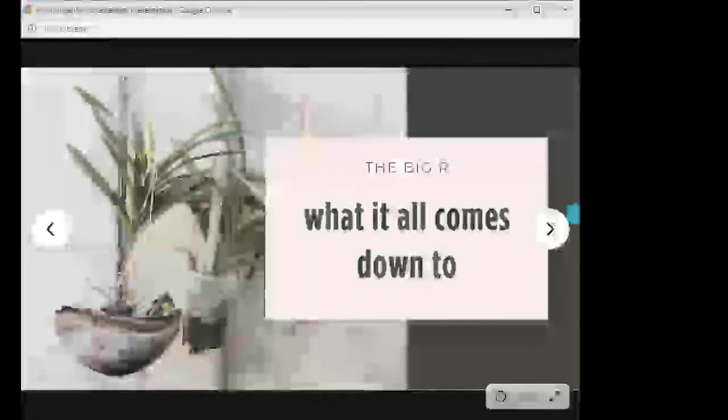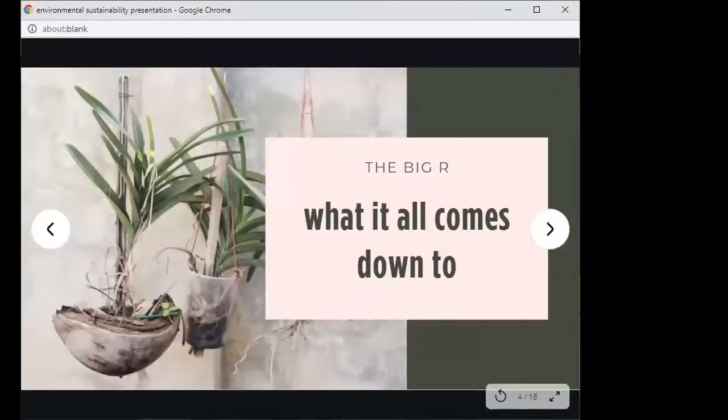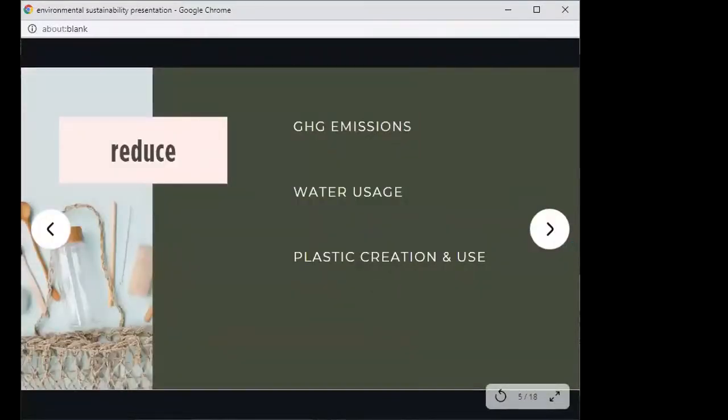But first, what we're going to cover is just some quick basics. You've probably heard about the 3 R's of environmental sustainability. In fact, they actually say that there's 5 R's now. So reduce, reuse, recycle, those are the original 3. And then refuse and rot are the new 2. Those are the ones that they sort of added. What we're going to focus on though, and what eco-minimalism focuses on, is the first R, the big R, the most important R, which is reduce.